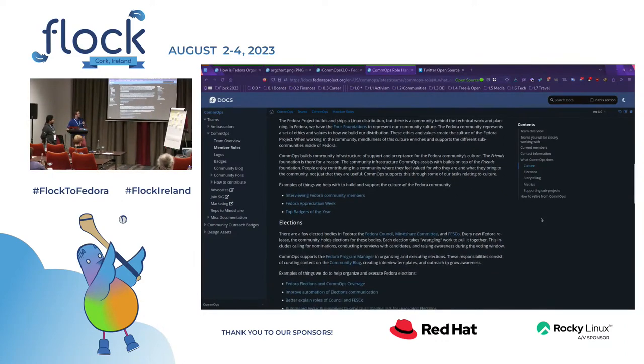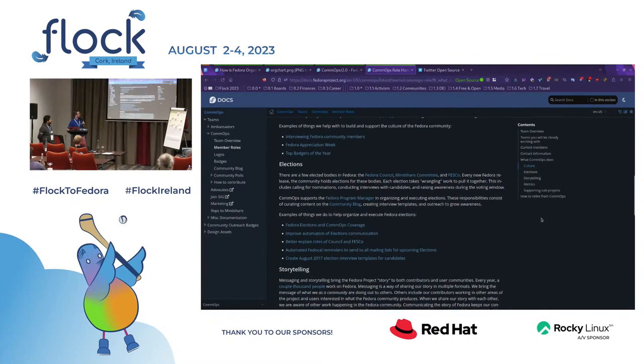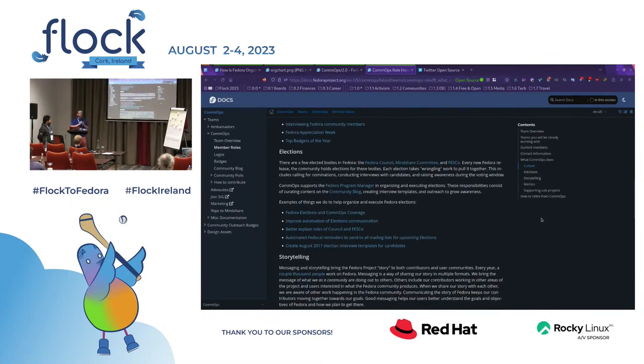Another thing that CommOps did in the beginning was elections. These days, Ben Cotton had it down to a system. We did have some bumps on the way in the last election or two, but even before Ben took that on, it was always a community effort. There were election wranglers, is what we used to call these people. And usually, I think Ankur Sinha was the person who drove a lot of that.